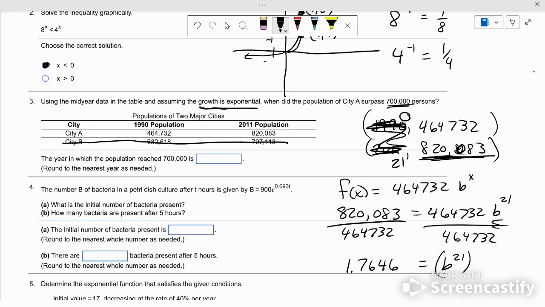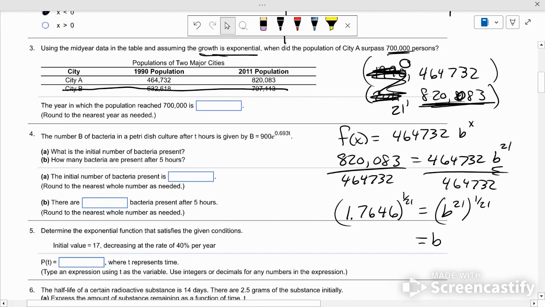Now, to get rid of the 21st power, we take each side to the 1 over 21 power. What does b equal? 1.7646 to the 1 over 21 power. Give me about 5 decimal places. 1.02741. Okay, that's what b is.